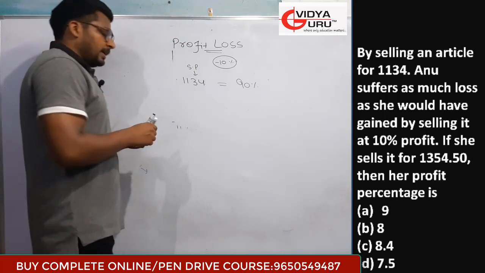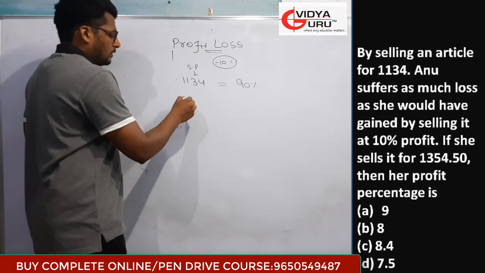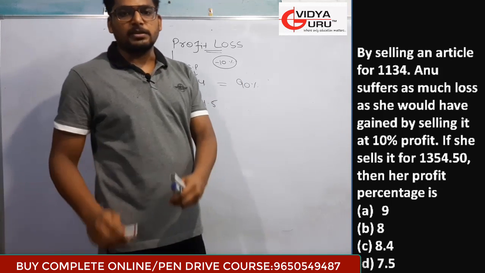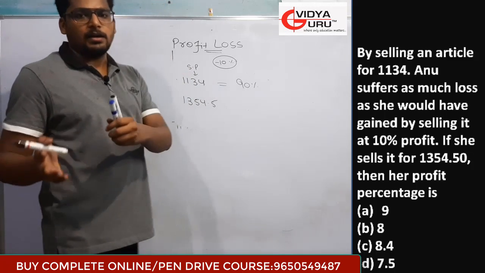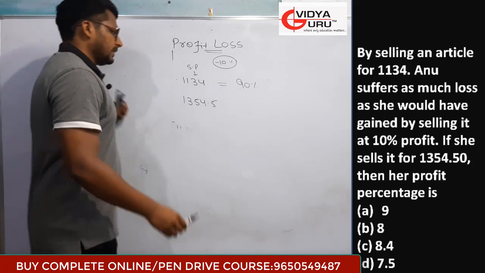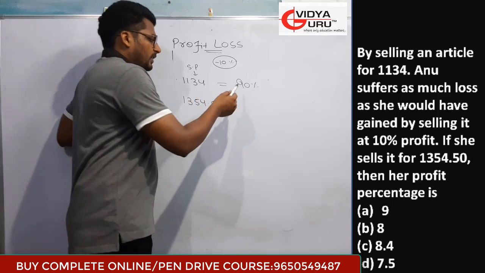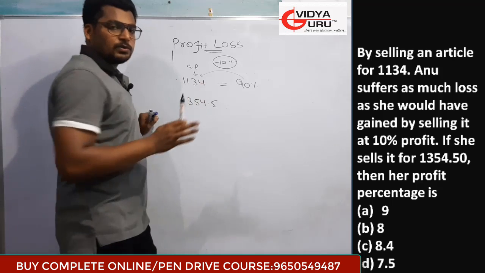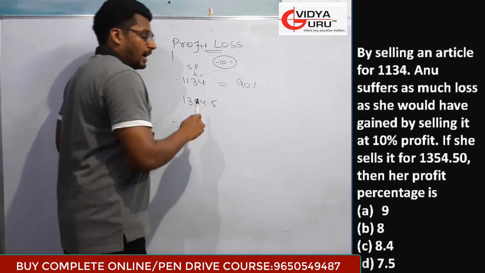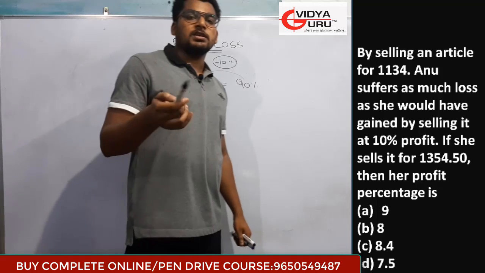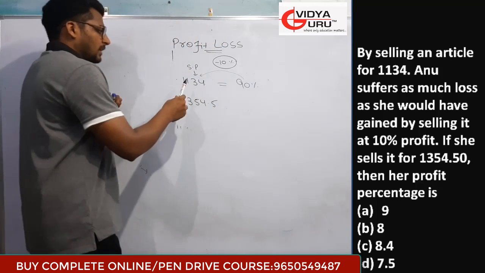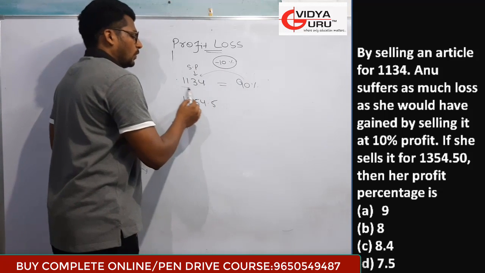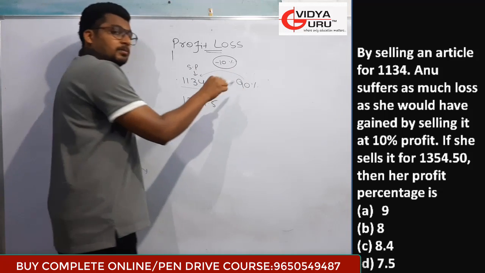Now the question is saying, if she sold the article at 1354.5 rupees, then what will be her profit or loss percentage? In the previous question, we compared percentage to value because we needed to find the value. In this question, I need to find out how much profit or loss she would have got. That means I need to find the percentage. I will compare value to the percentage. 1134 is 90%, that means 10% loss.